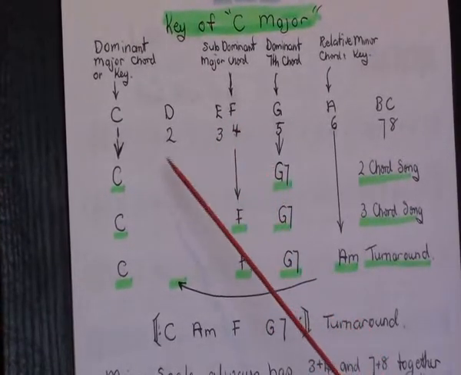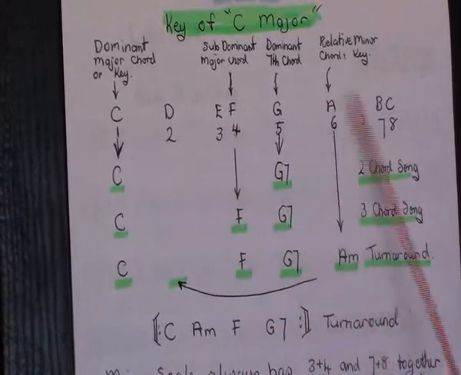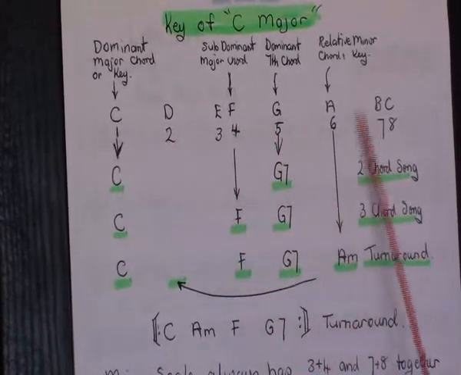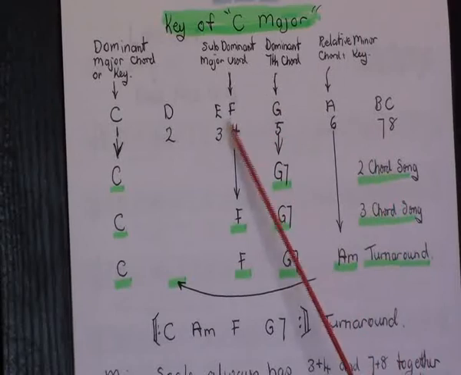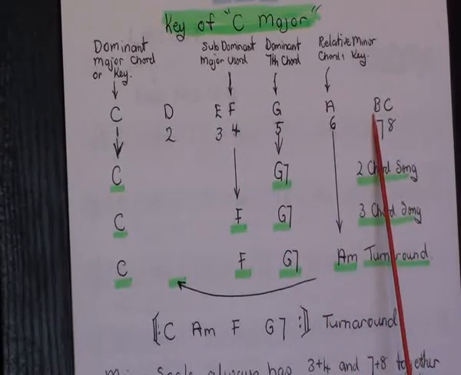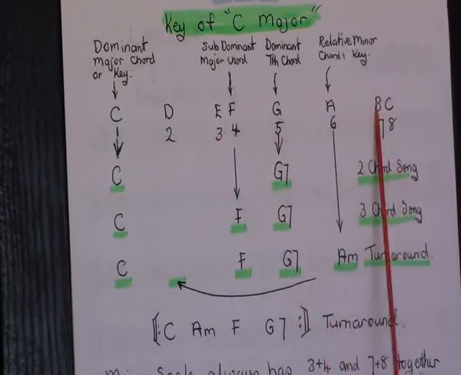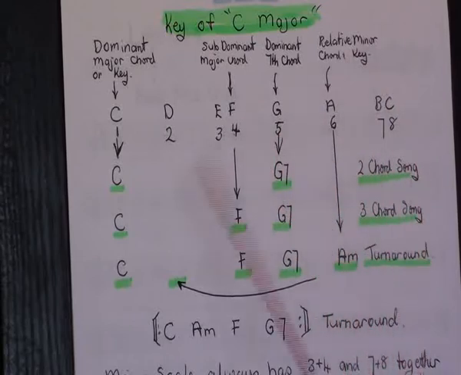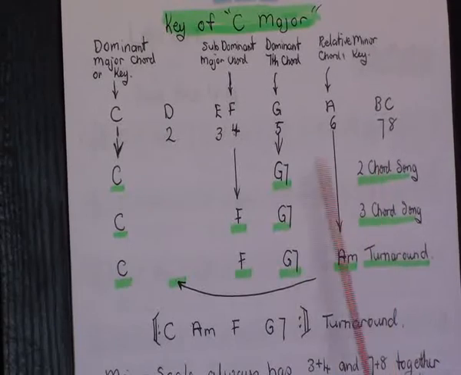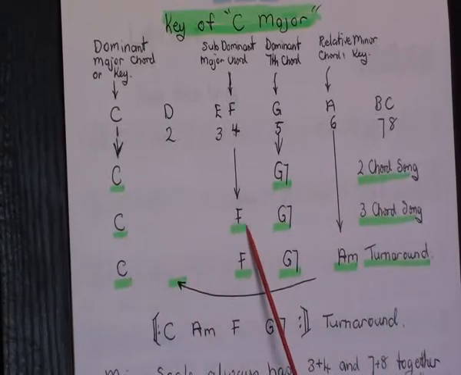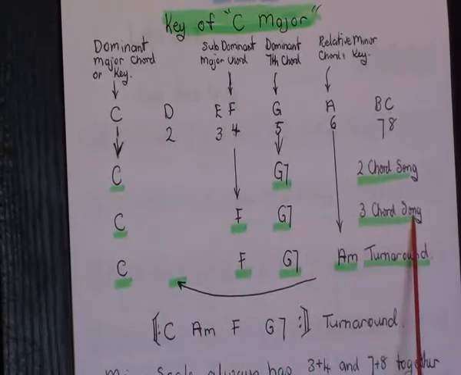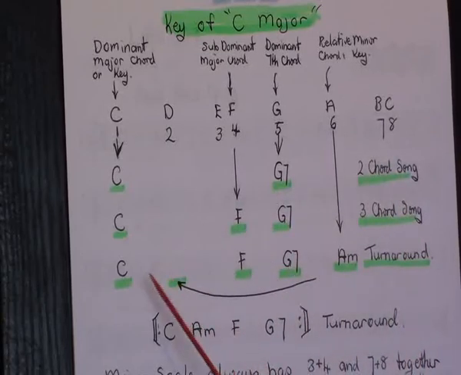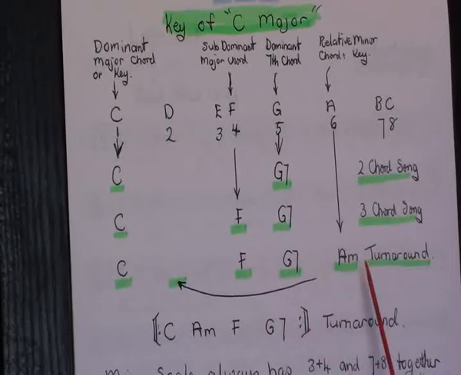But anyway, if we've got the C scale here, and we've got 1, 2, 3, 4, 5, 6, 7, 8, and once again we know that 3 and 4 and 7 and 8 are all together, or E and F and B and C. We've already established we use the 1st and the 5th for a 2-chorded song. We use the 1st, the 4th and the 5th for a 3-chorded song. And then the 4-chorded song we use the 1st, the 4th, the 5th and the 6th.